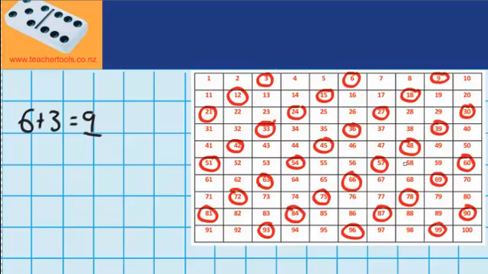Let's see if that works for another one. This time I'm going to try 69. 6 plus 9 equals 15, and 15 is also on my 3 times tables. Let's try another one. Let's try 99. 9 plus 9 equals 18, and 18 is also on my 3 times table.